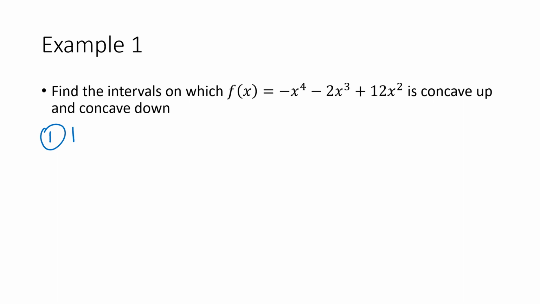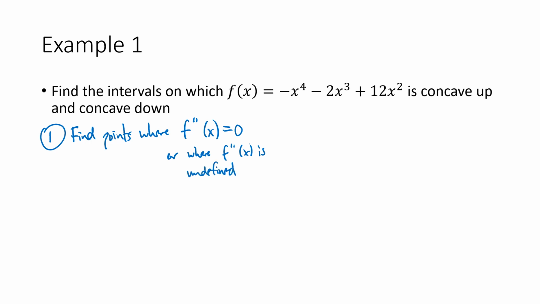So our first step here is going to be to find the points where f double prime of x is equal to 0. Or, and again, this doesn't come up too often, but or where f double prime of x is undefined. We're not going to have to worry about that for this function because it's a polynomial, but every once in a while that might come up.